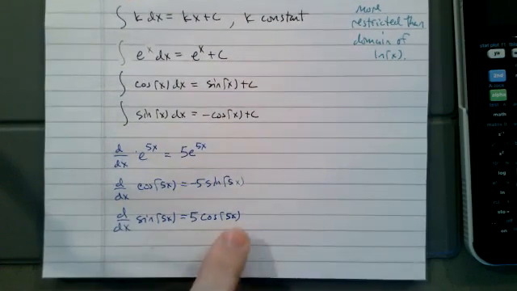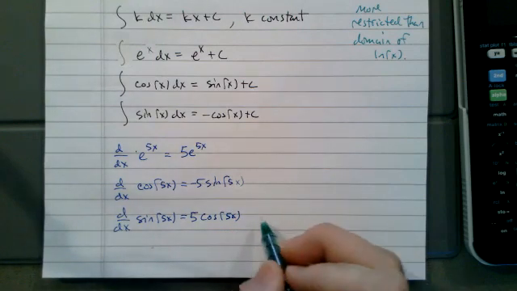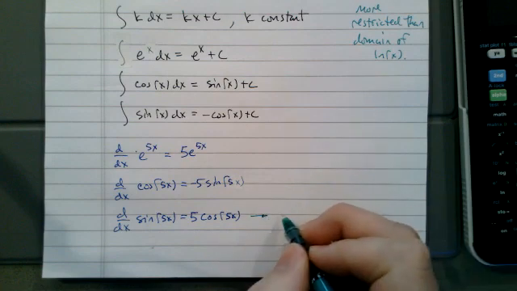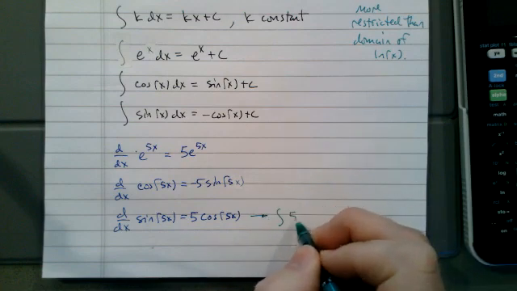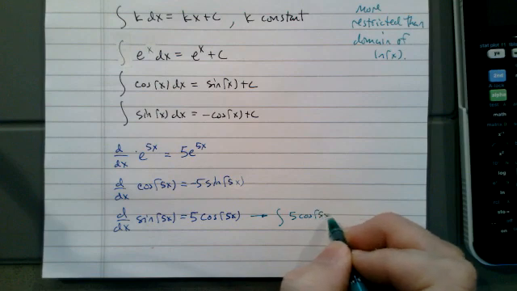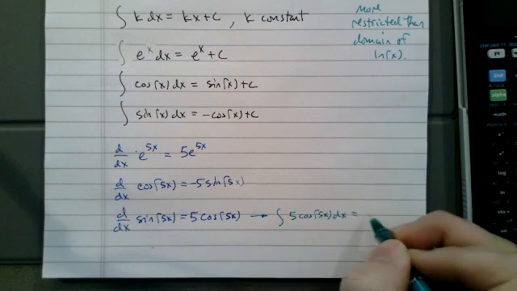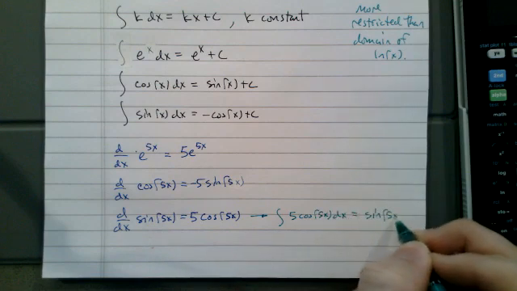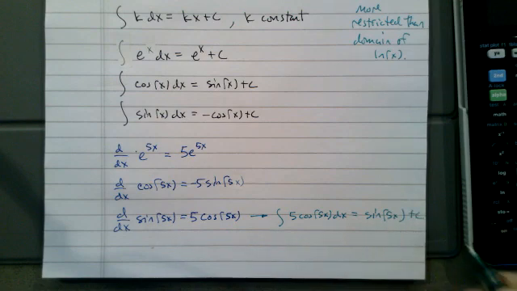What this means is if we turn this statement around into the integral statement, we would say that the integral of 5 cosine of 5x dx is sine of 5x plus c.